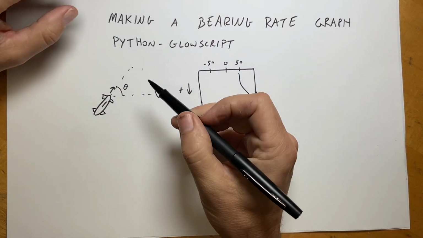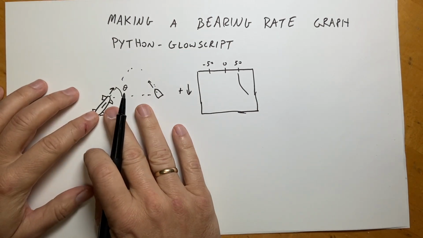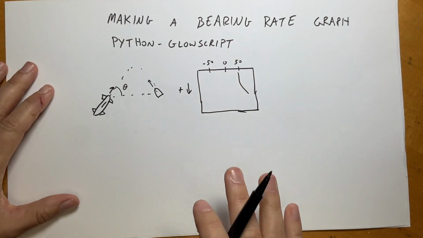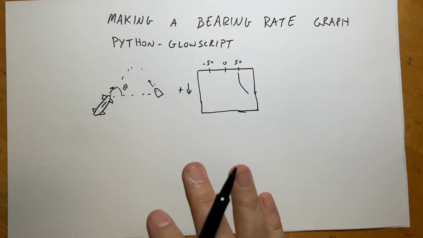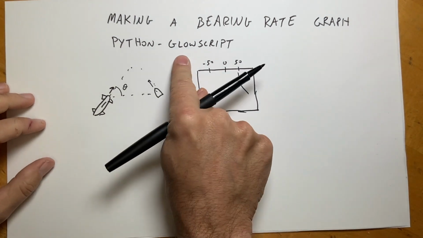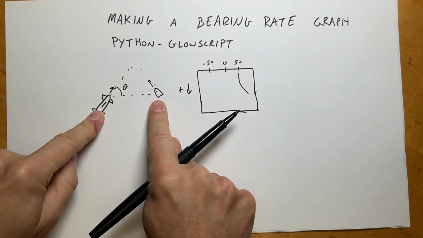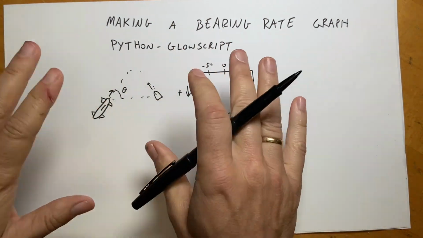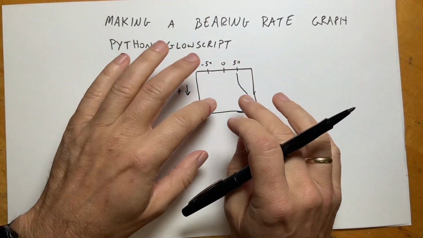And so here is the way that I'm going to do this. I want to take a submarine and a boat and have them move and produce my own bearing rate graph. I'm going to do this in Python. I'm going to use GlowScript VPython so I can actually do two things. I can model the motion of these two things in 3D and produce the graph. So you can see the relationship of how they are in real life, or not real life, and then make the graph.